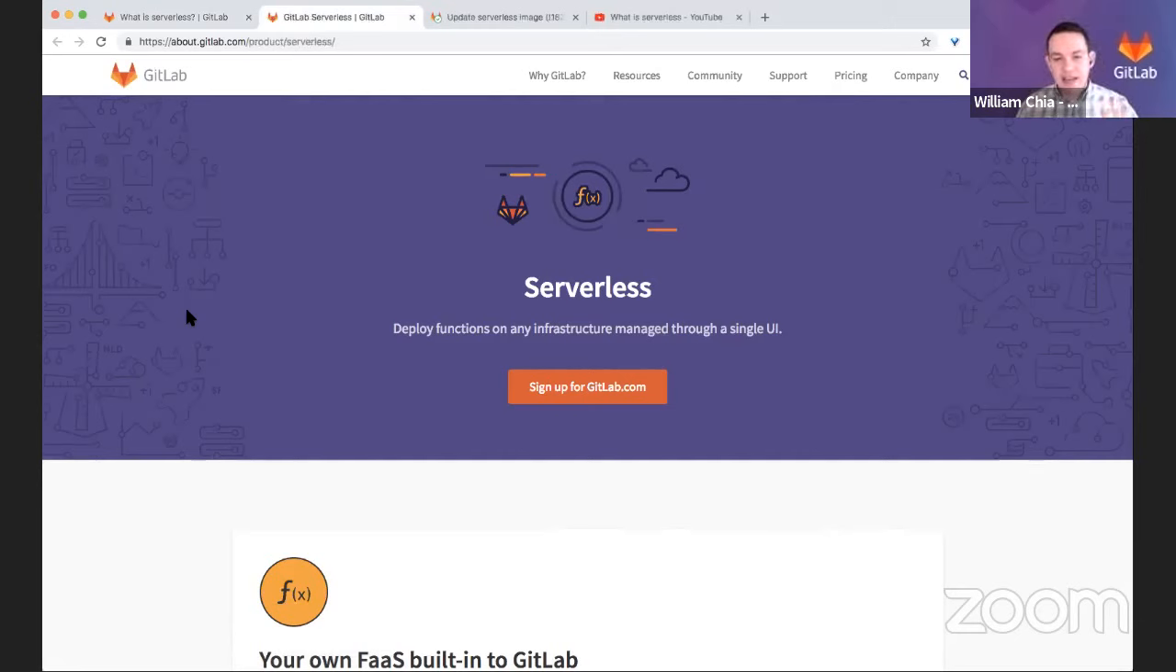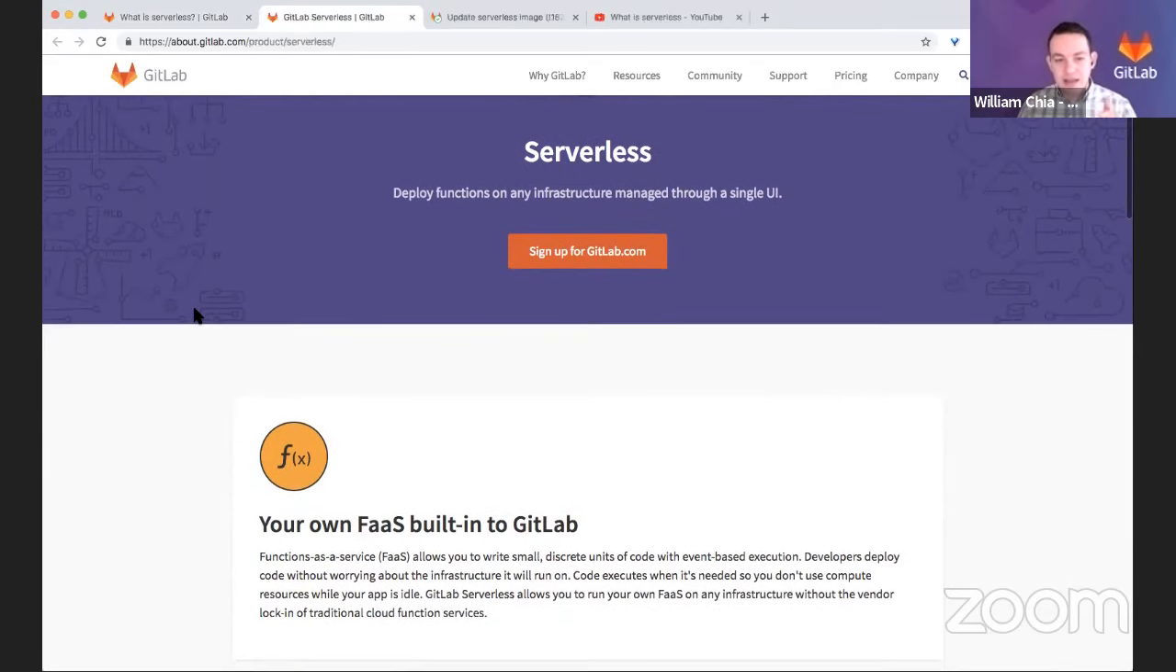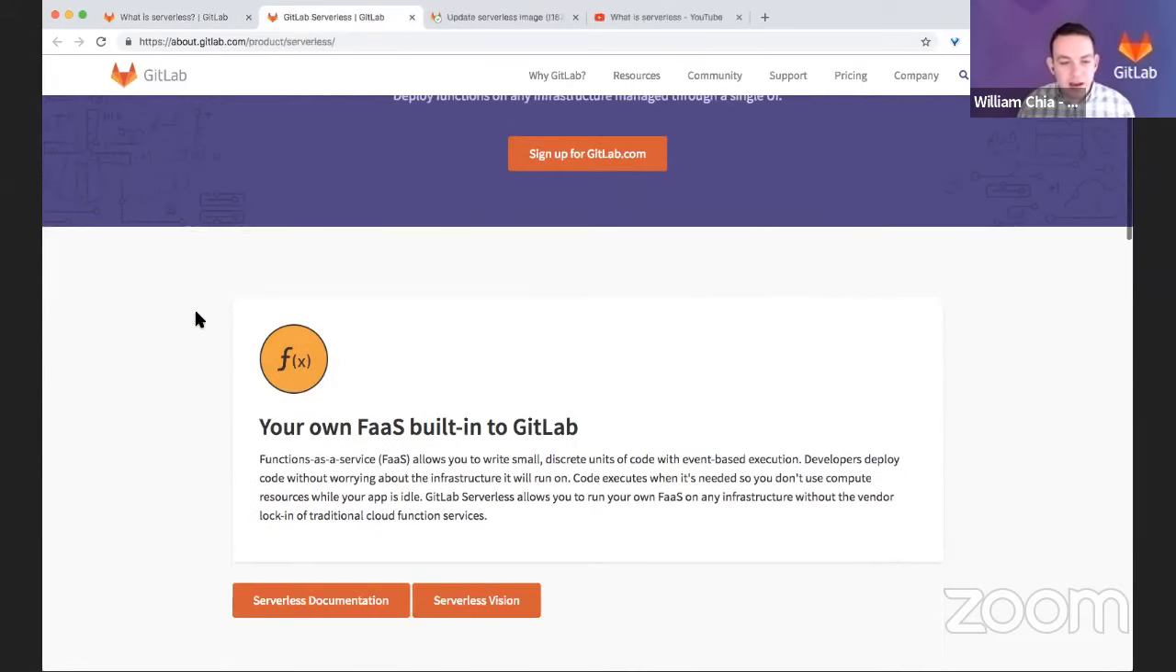But the idea here, the advantage of having this all in GitLab is, A, you basically just get to write your idiomatic functions and you can write them once, and your compute can be on any cloud or it can even be on-prem because you're relying on Kubernetes for the scaling. So it doesn't matter what your cloud backend is, you can still run those workloads on any cloud or even on-prem if you want.